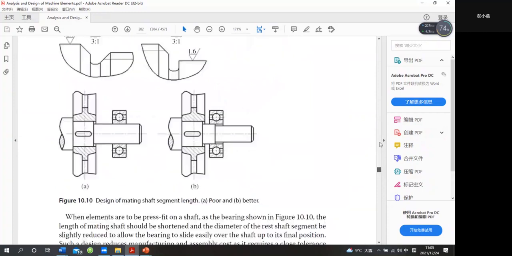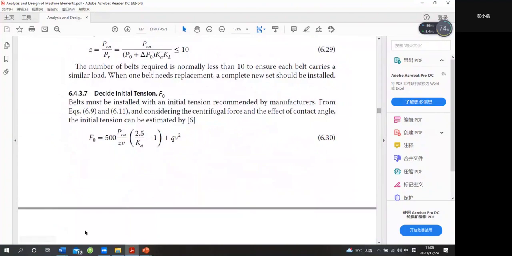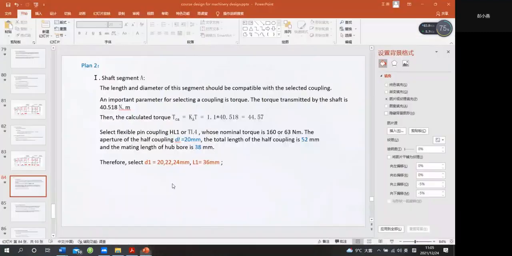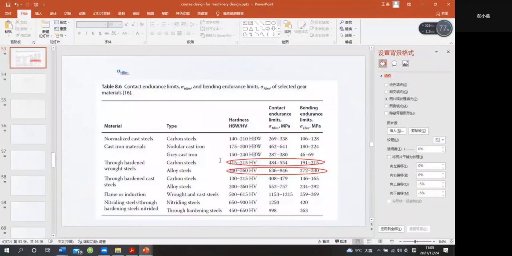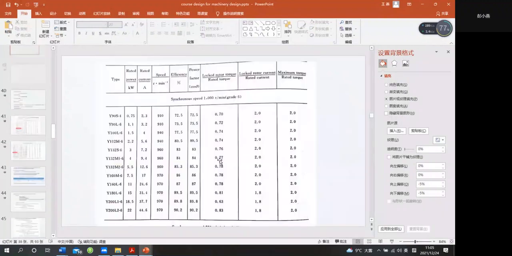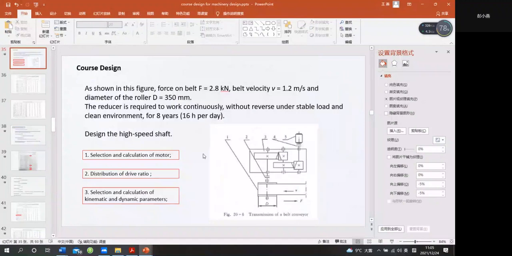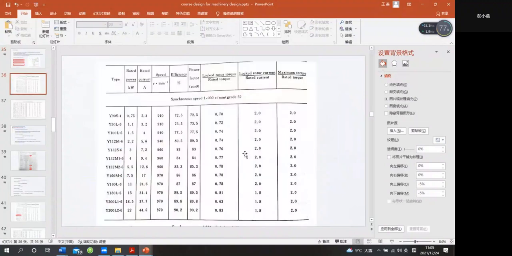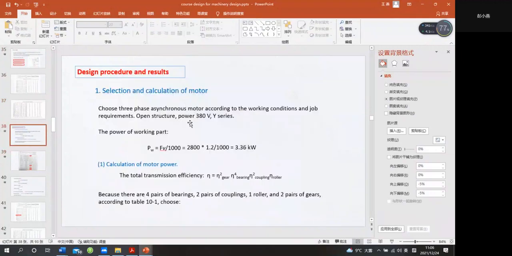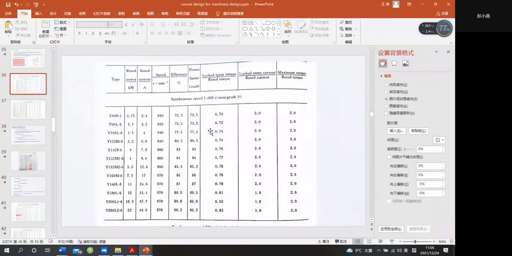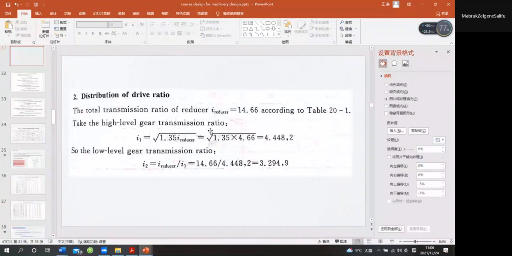finally for your course design. Okay, in your course design, we use the design case one as the course design. This is the course design, okay? And the calculation procedure I have given you in the PPT, okay? Okay, you can refer to it, and finally.